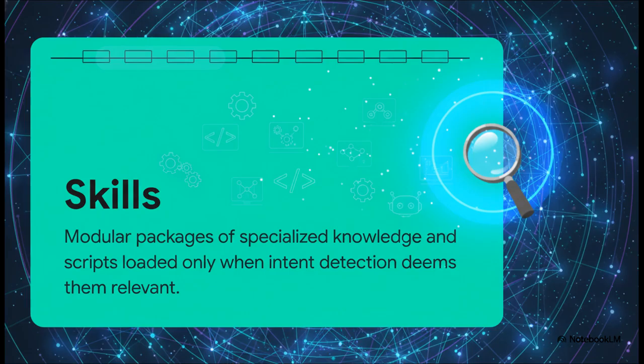The agent has this kind of menu of skills it knows about, and it only loads the full instructions for one when it figures out that your request needs that specific expertise. It's a concept called progressive disclosure, and it's key to keeping the AI fast and focused.